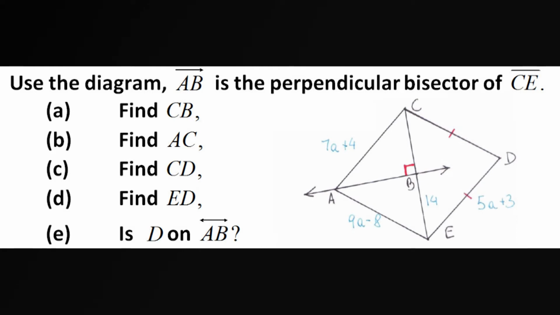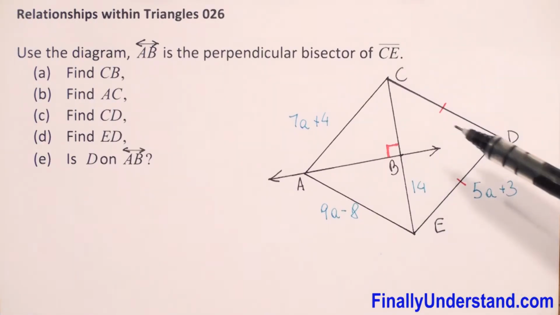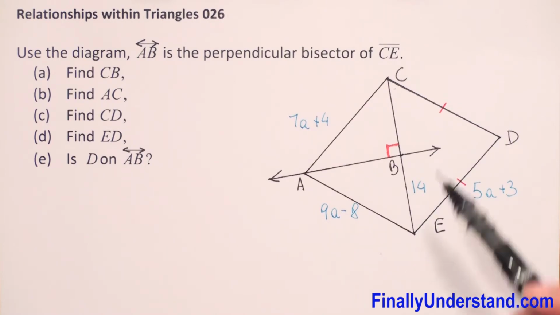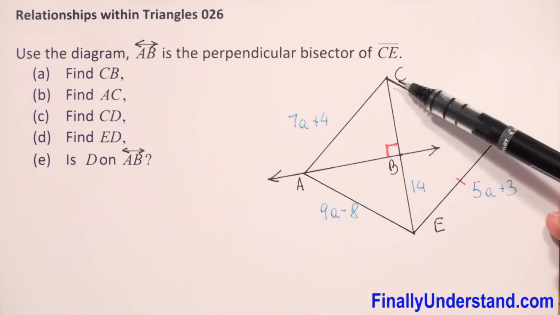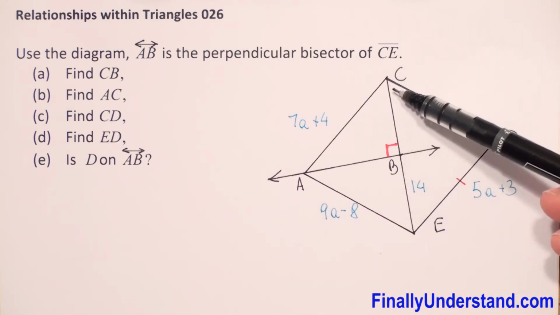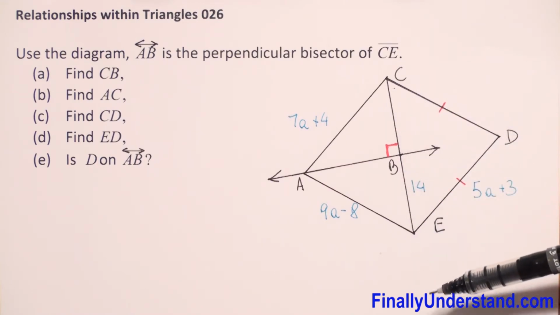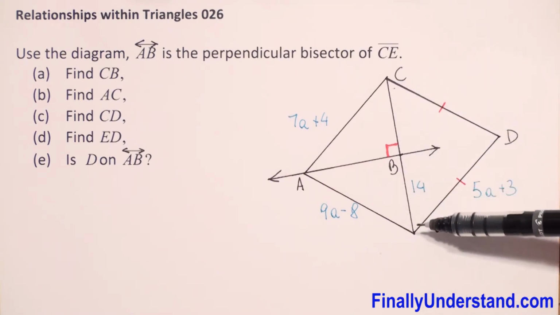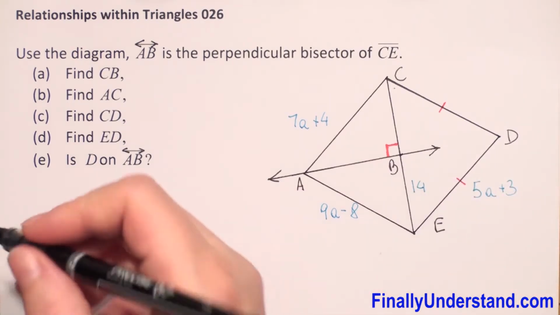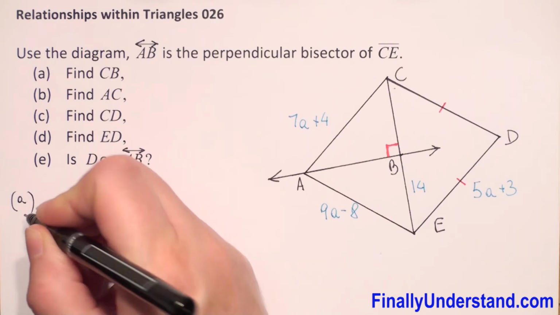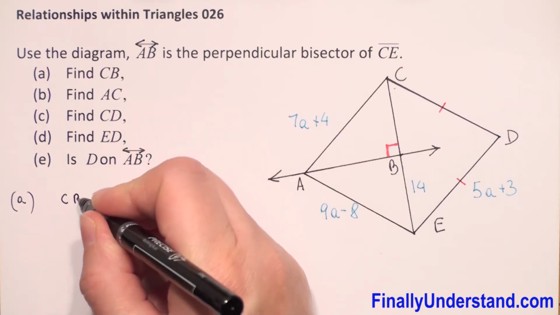We have given diagram. AB line is the perpendicular bisector of CE segment. First we have to find CB. Because AB line is perpendicular bisector of CE segment, it means that CB is equal to EB from the definition of perpendicular bisector.